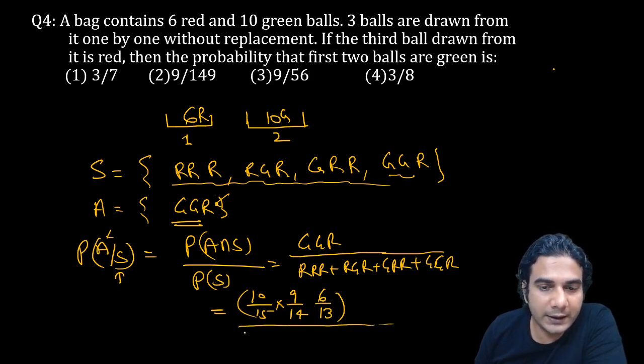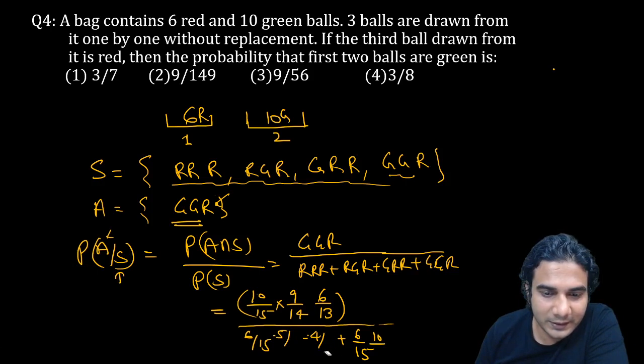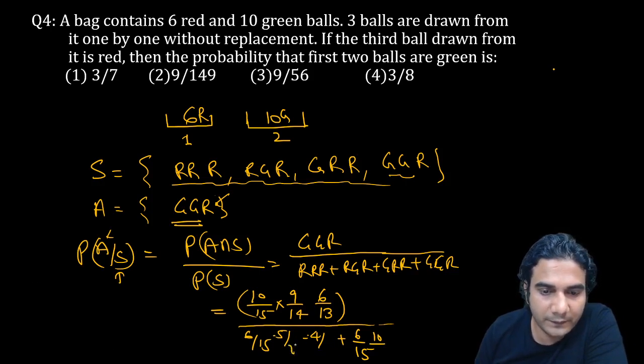So first ball is red, so 6 by 15, then 5 by 14, all right, and into 4 by 13. This is the probability of getting 3 red balls, plus first red, so that is 6 by 15, second green, so it is 10 by 14. Oh, I'm sorry, I made a mistake here. That is the main thing actually in this question. The denominator is also always going to be the same, 15, 14, 13. Okay, so you can cancel this denominator.